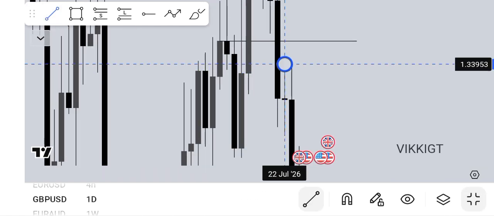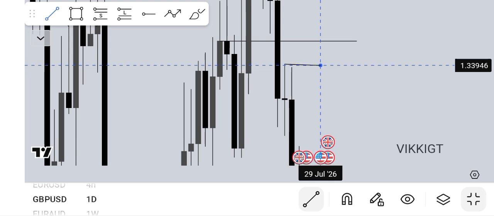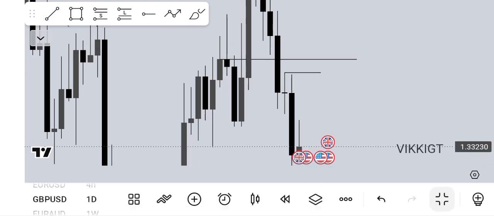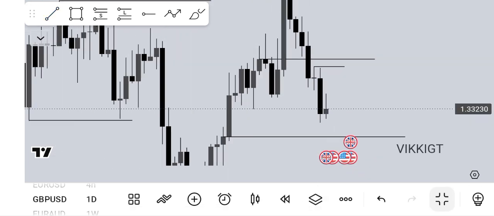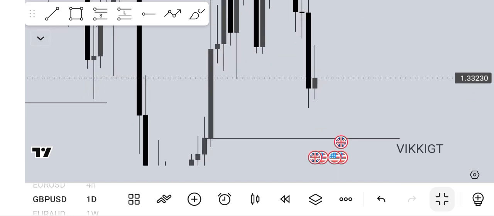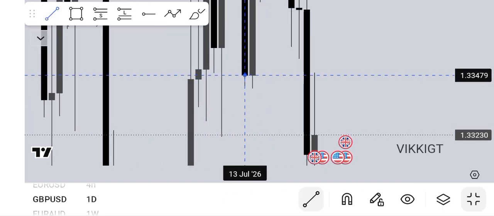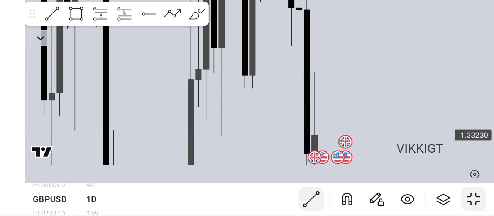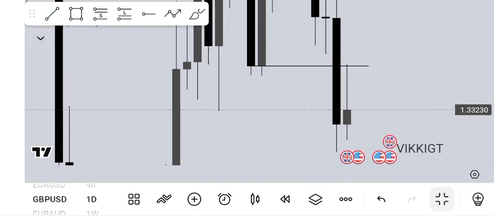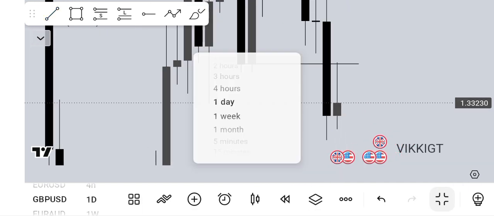Also, this can serve as our inducement or internal range liquidity. The daily candle can serve as our internal range liquidity, but we also have to pay attention to the current price action, which is this daily reject daily. That's the same thing on EURUSD, daily reject daily. Let's refine down to the 4 hour time frame.